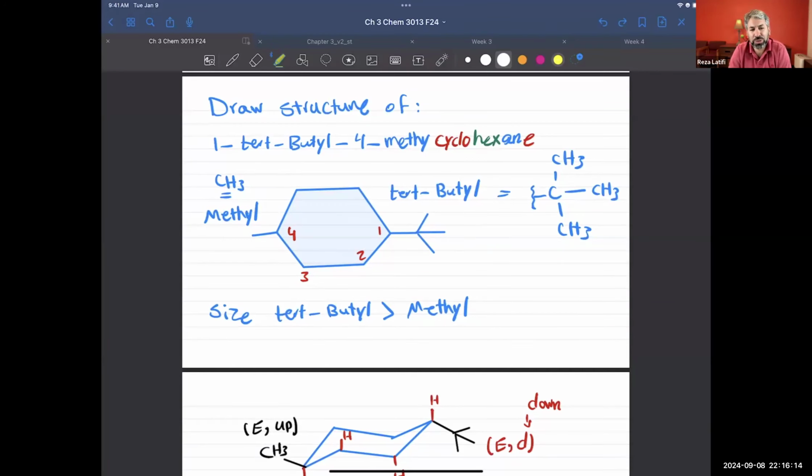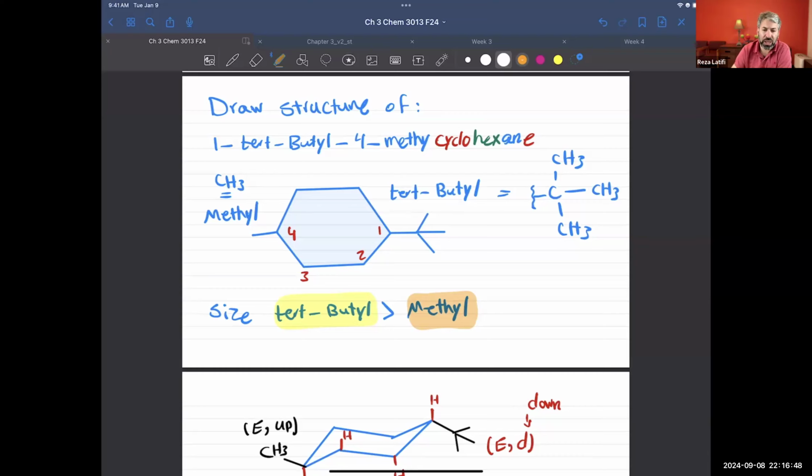In the last lecture, we went through this example, where we have a tertiary butyl and a 4-methyl group attached to cyclohexane. The tertiary butyl is bulkier than the methyl group, so we said if you have to choose, put the tertiary butyl in the equatorial position and the methyl in the axial position, because the tertiary butyl is bulkier.